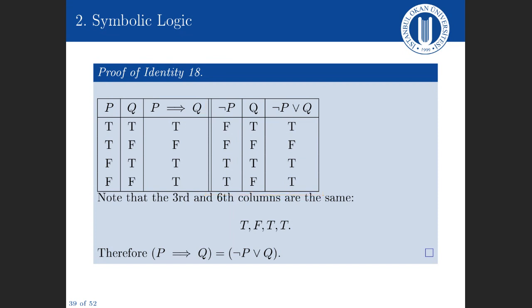Now, what do we have here? P implies Q is the column true, false, true, true. Not P or Q is also the column true, false, true, true. These are the same. These are always the same. Because these are always the same, we must have that P implies Q is equal to not P or Q.